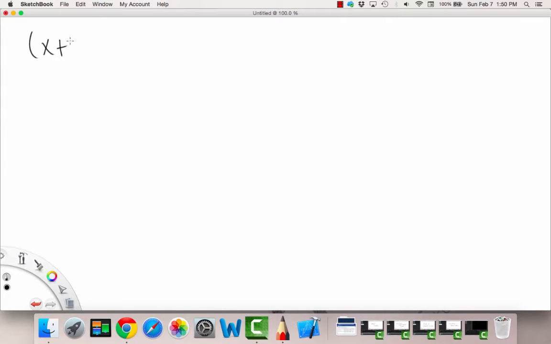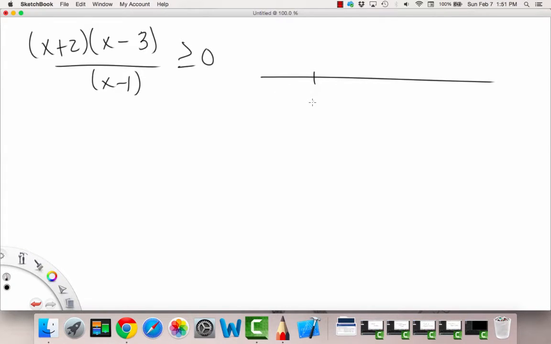So then, let me just rewrite our expression here: (x + 2)(x - 3) over (x - 1). We're trying to determine when this is greater than or equal to 0. So far we have the critical values negative 2, 1, and 3. We're testing 4 and 2, which are the ones we have remaining, and we already determined that this one is not in it because it's negative, and this one's in it because it's positive. Now we just need to test the other ones.